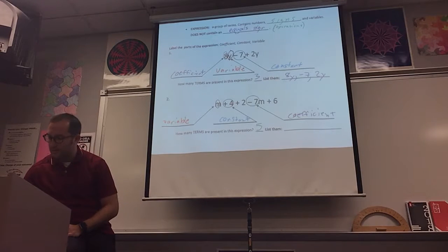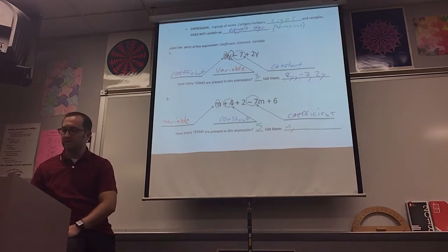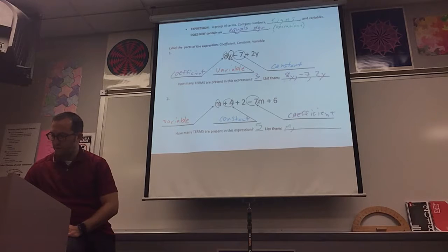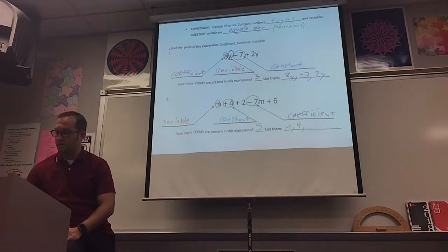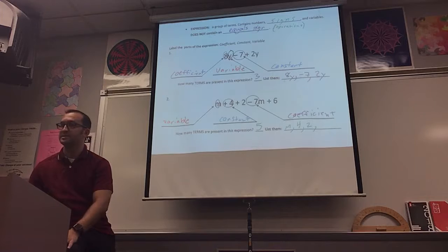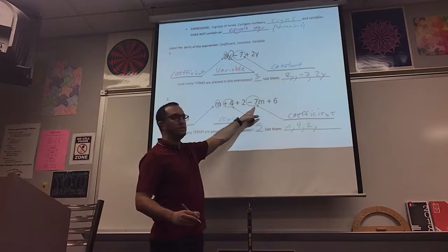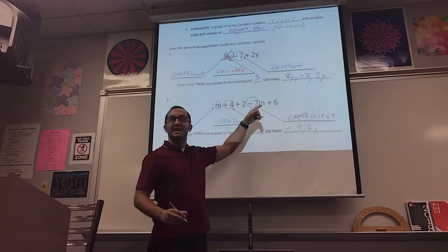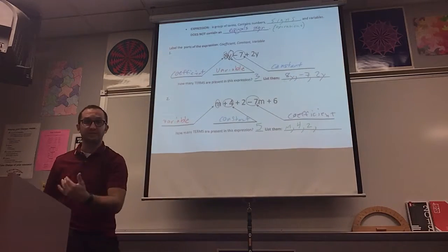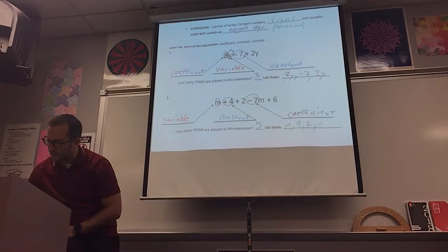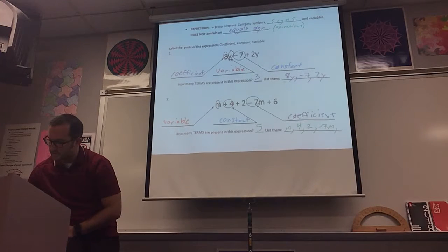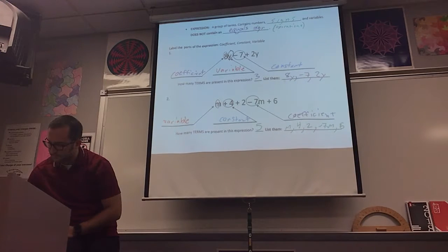The first term is m. The next term is positive 4. The next term is positive 2. The next term is -7. Careful, that circle makes it a little confusing, but it's -7m. The coefficient is always attached to a variable. -7m. And then positive 6.